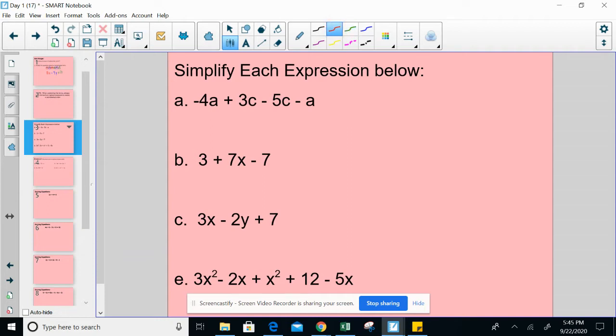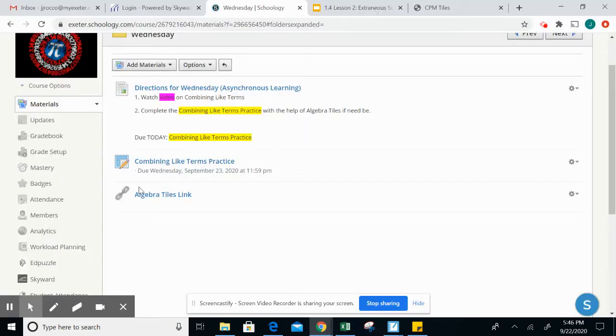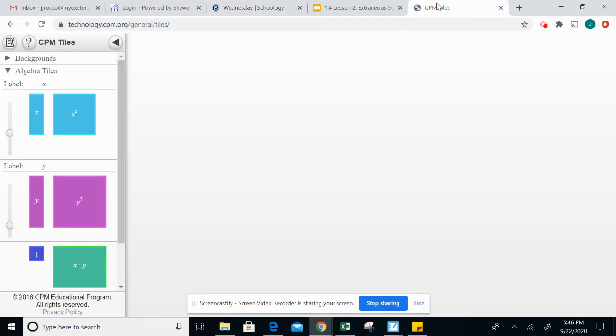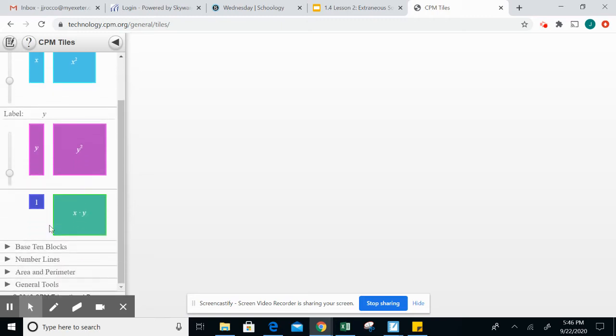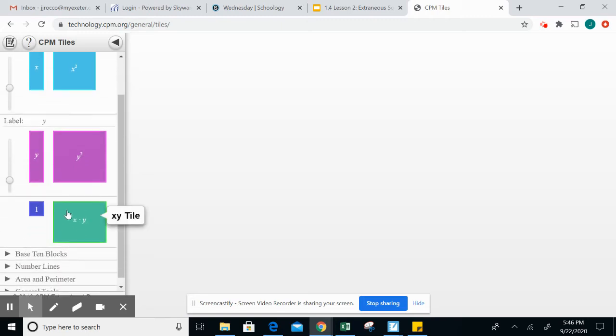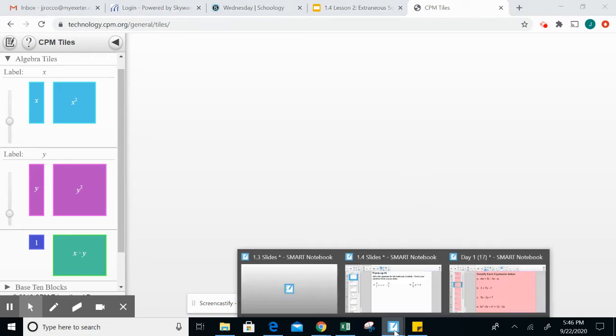So when you're looking at part A, you have some different variables, no x's and y's. And something I wanted to show you real quick is this link right here will take you to the algebra tiles. I'm sure you've seen these. You probably used them last year. We're not going to get super into them, but if you like them, if you have trouble combining like terms, this is a way you could use them. So let's go and do the next example.